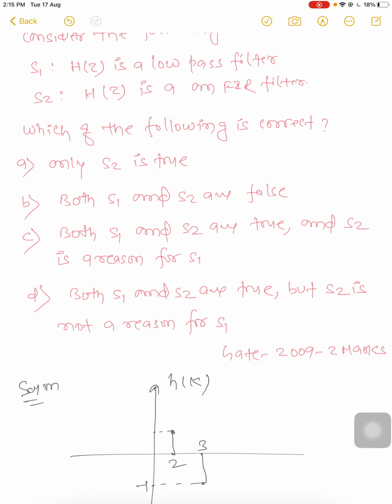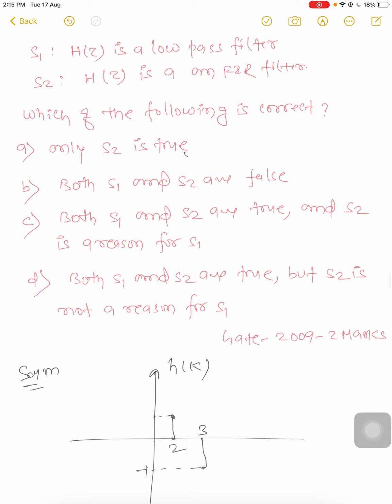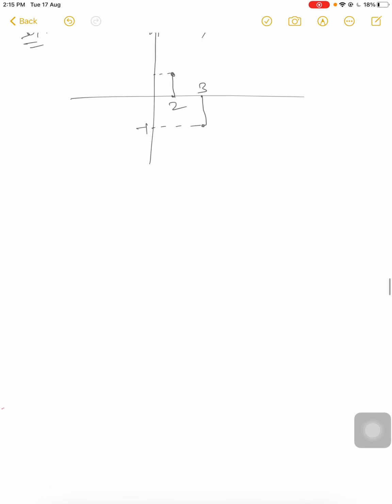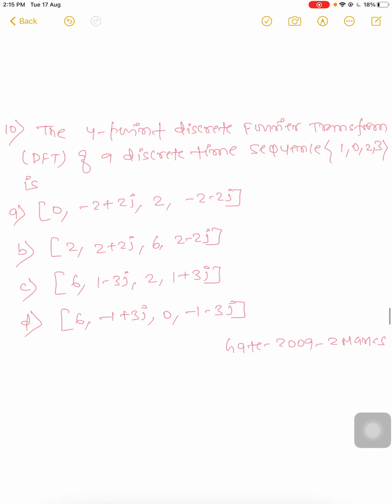Okay, as that is a low pass filter and FIR filter. Finite impulse response, only S2 is true. Not a low pass filter, so only S2 is true. Finite impulse response F1, both S1 and S2 are true, not S1 and S2 are S3. No, only finite impulse response is the right answer. It will not be a low pass filter.